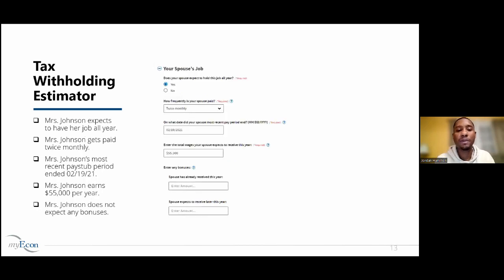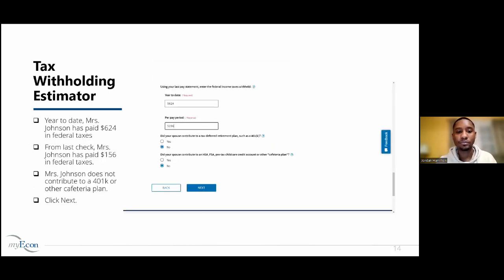So now we're going to go to the spouse. Does your spouse expect to hold this job all year? I'm going to say yes. She also gets paid twice monthly. The most recent date that the pay period ended was 2/19/2021. And then you're going to enter 55,000 for her wages for the year. And she also did not receive any bonuses.